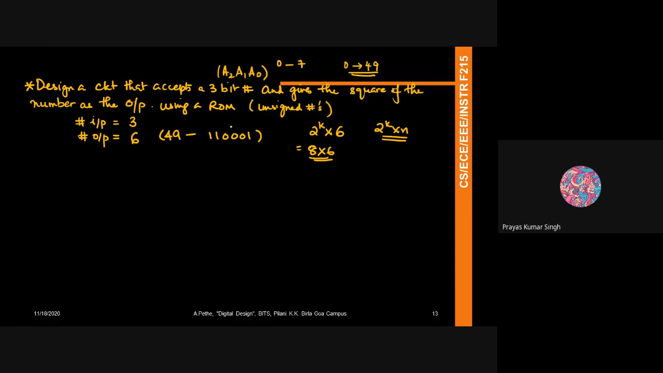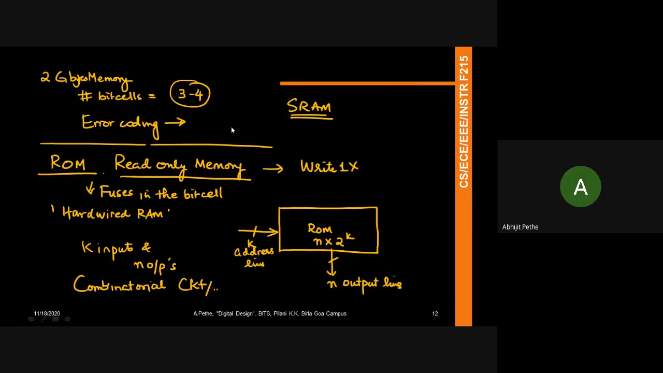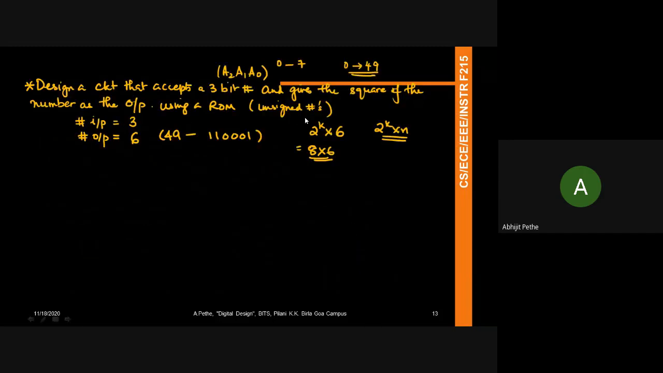Yes, sir. Right? So I'm saying here that there are 6 output lines and there are 3 input lines. So sorry, I should change this. This should be written as 2 power k times n. So if I had 3 input lines and 6 output lines, the size of the ROM would be 8 cross 6, right? So now let's see whether this is the right way or can we get away with a smaller ROM.